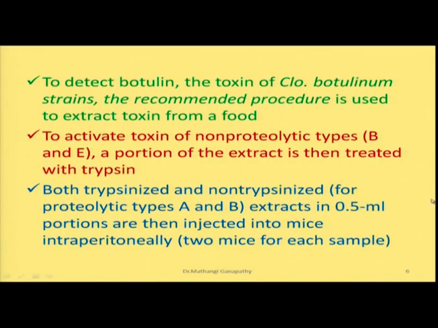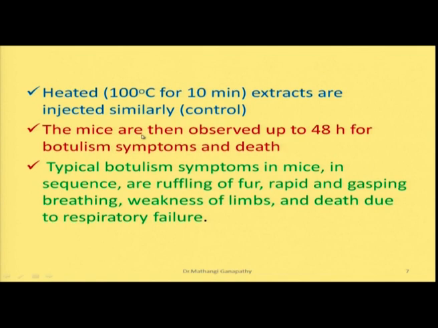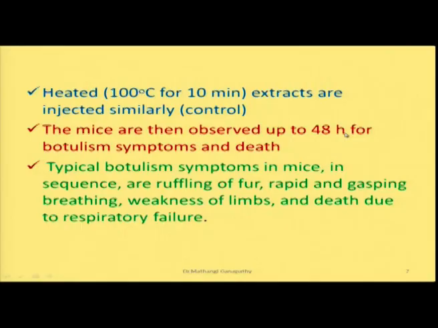So trypsinized and non-trypsinized extracts in 0.5 ml portions are then injected. Once the protein becomes activated, it is injected into mice intraperitoneally, and for each we take 2 mice per sample. Extracts heated at 100 degrees centigrade for 10 minutes are injected similarly, so those would be the controls. So the control ones are just heated ones, not trypsinized ones. Then the mice are observed for up to 48 hours for botulism symptoms and death.